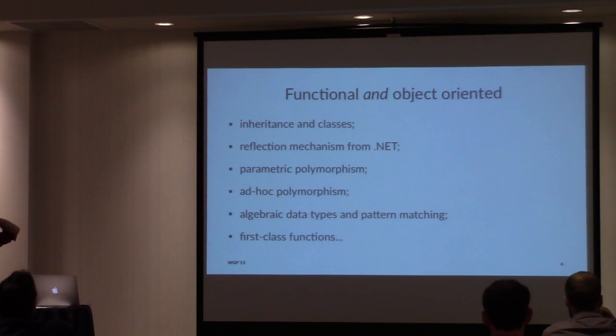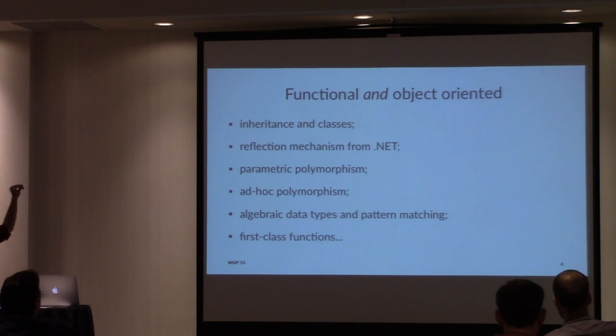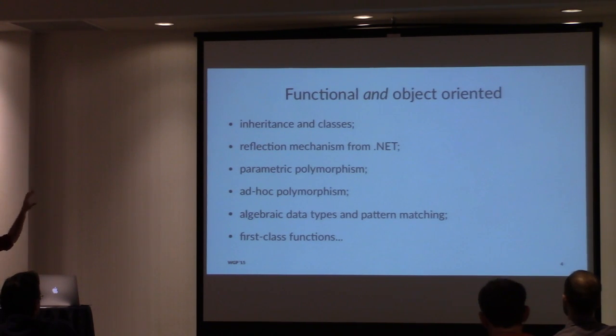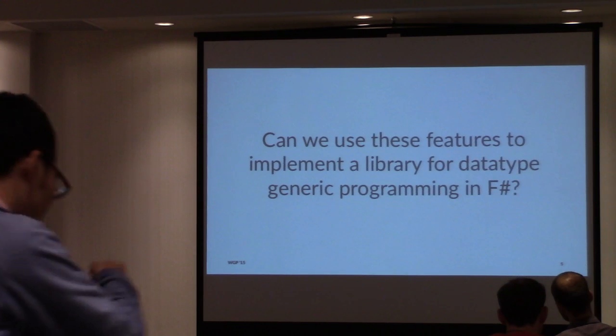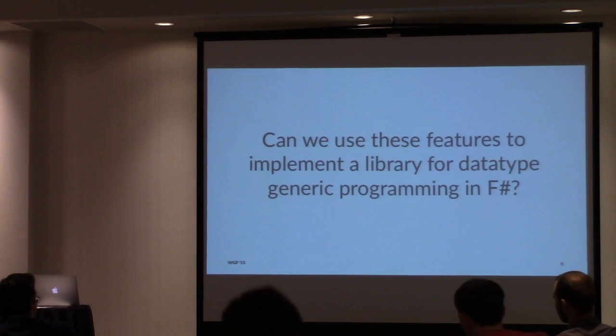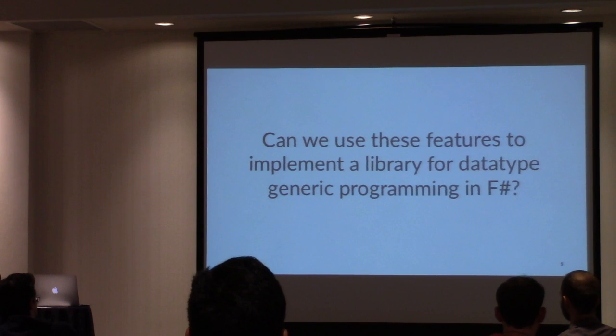So on the one hand, you have the .NET stuff, where you have classes, you have inheritance, you have a reflection mechanism that you can use to generate code or to inspect code, and then you have the usual functional stuff, which draws really from ML. So you have the parametric polymorphism and ad-hoc polymorphism. You have some algebraic data types, pattern matching, and so forth. So the real question is how can we use these features from F# to implement a library for data type generic programming in F#? And that's what we set out to do.